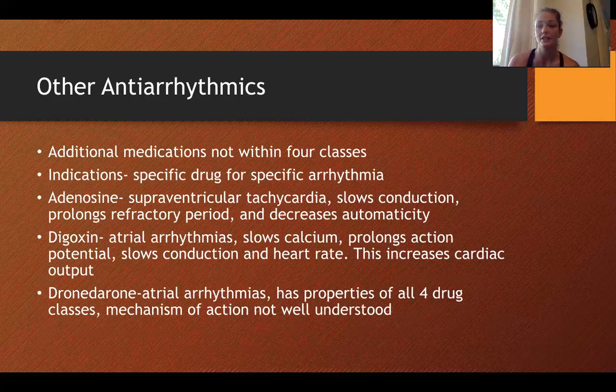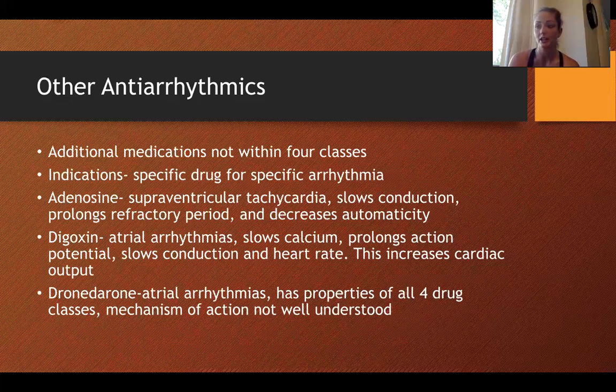Here are the other antiarrhythmics that don't fall within the classes due to their mechanism of action. The indication of each drug depends on the type of specific arrhythmia. Adenosine is another antiarrhythmic that's used specifically for SVT, or supraventricular tachycardia. This medication works by slowing conduction, prolonging the refractory period, and decreasing automaticity.